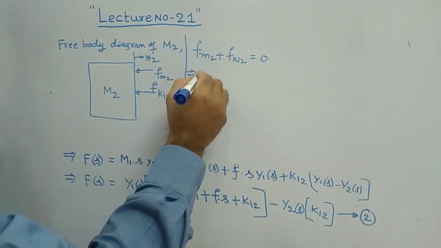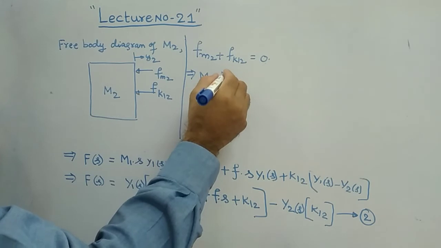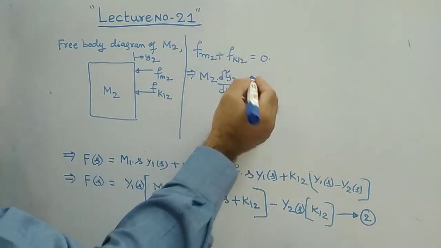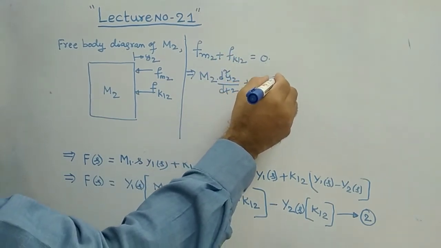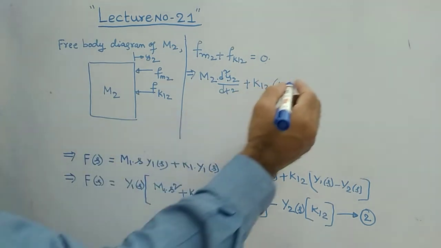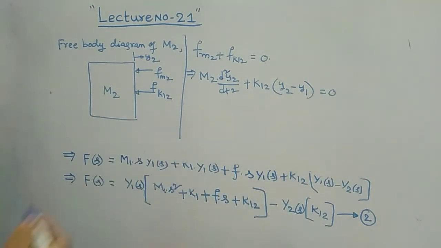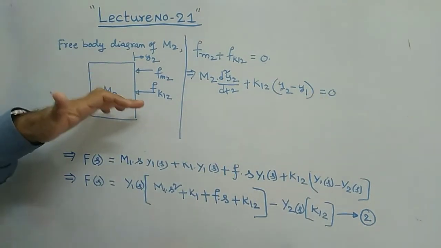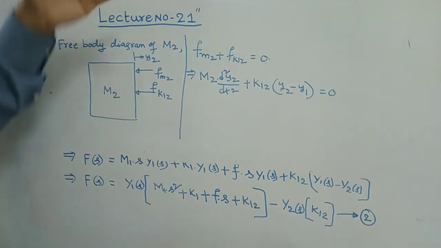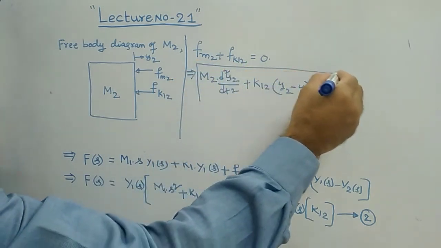So from this, if you write that, the force is equal to m2 into d square y2 by dt square plus K12, where K12 is the spring element. Therefore, it is K12 into Y2 minus Y1, because you have to consider the second displacement first, then minus the first displacement, because it is common between two displacements Y1 and Y2. If you are considering the first mass element, then for the spring element you write Y1 minus Y2. And if you consider the second mass element, then you write Y2 minus Y1. This is your differential equation with respect to the mass element 2.